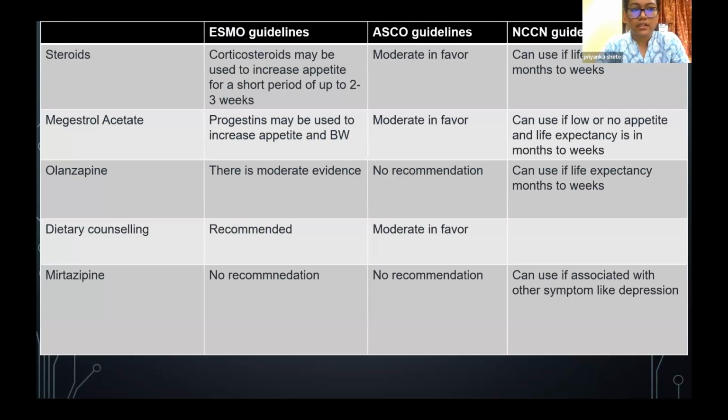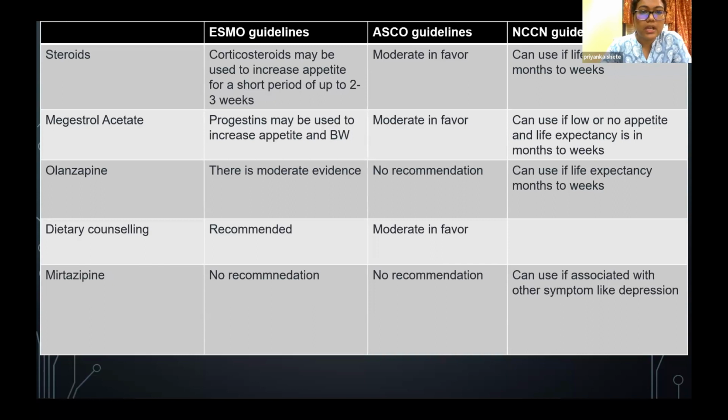First we see the steroids. For steroids, the ESMO guidelines say corticosteroids may be used to increase appetite for a short period of up to 2 to 3 weeks. According to ASCO guidelines, they are moderately in favor. In NCCN guidelines, they can be used if life expectancy is months to weeks. For megestrol acetate, ESMO guidelines say progestins may be used to increase appetite and body weight. ASCO guidelines are moderately in favor. Then NCCN guidelines say can use if low or no appetite and life expectancy is months to weeks.